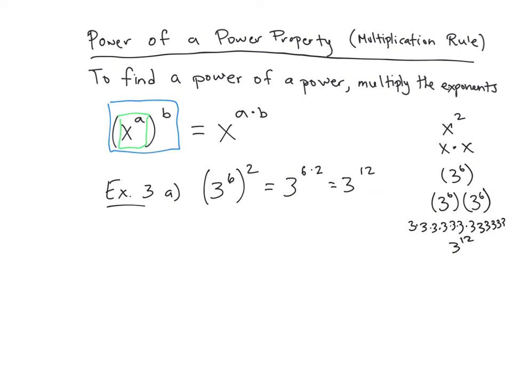So in this case, we're going to multiply. So 3 to the 6 times 2 would make 3 to the power of 12. And our proof of that is over here on the side. Part B, you're going to try it. So for part B, we're going to do 2 to the power of 5 to the power of 3. So 2 to the power of 5 to the power of 3. Again, we're using our power of a power or multiplication rule here. Go ahead and try that one and enter your answer when you're ready.